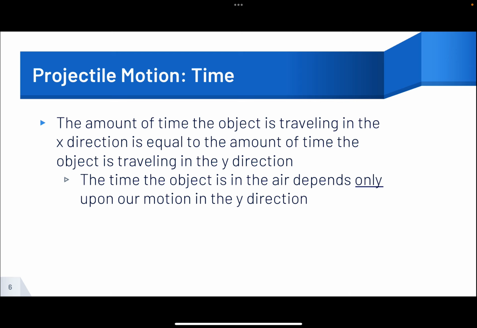So what ends up happening is that the velocity in the x direction only impacts how far we travel. It's really our motion in the y direction that determines how long we're in the air. Basically, you're asking, how long does it take that object to fall back to the ground?